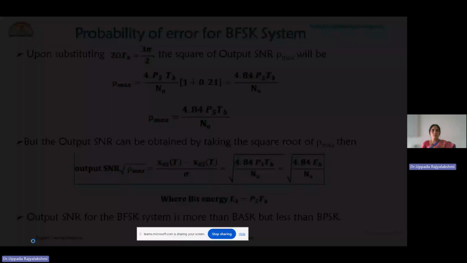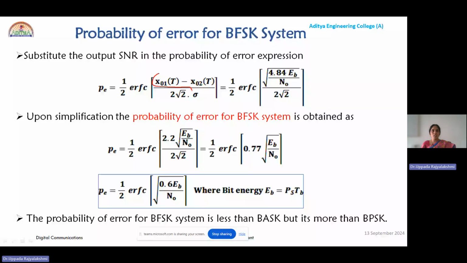And now let us substitute the output SNR expression in the probability of error. (x01 of t minus x02 of t) by sigma is root 4.84 Eb by N naught. Let us substitute, and you will get probability of error P as half erfc of 2.2, if you take the root of 4.84, that is 2.2, root Eb by N naught divided by 2 root 2. So this is half erfc of 0.77 root Eb by N naught. Take this 0.77 inside the root. So it is half erfc of root 0.6 Eb by N naught. So this is the probability of error expression for FSK.